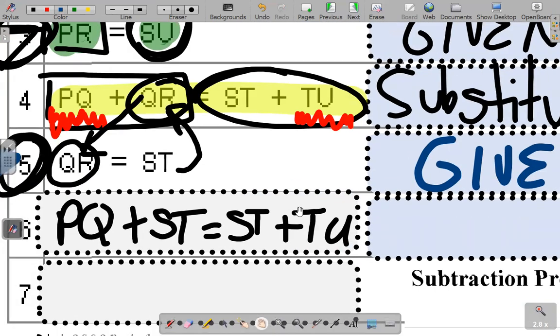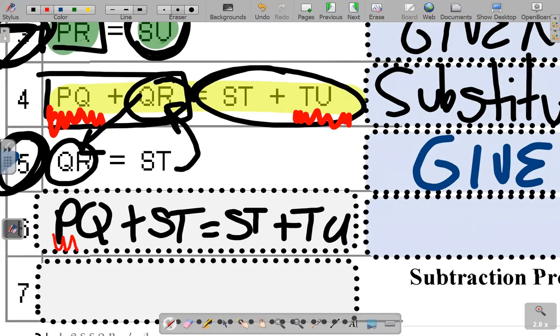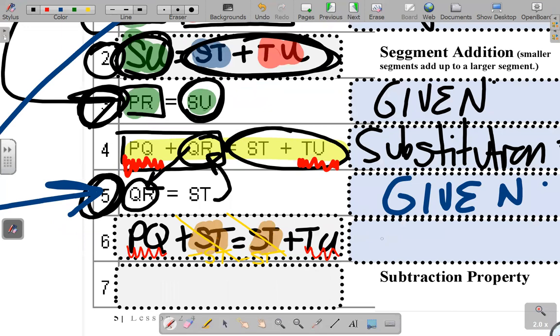Now, again, squiggle, there's your targets. Look, is this exactly the same now? Yes. Good, now you can subtract. ST minus ST, boom. We called this substitution.